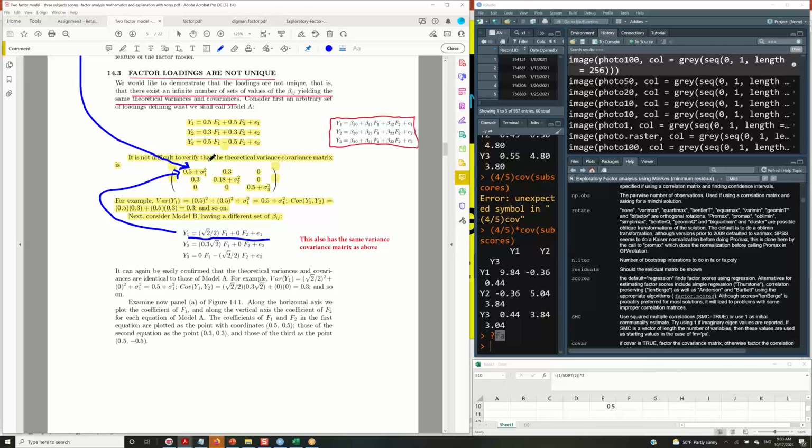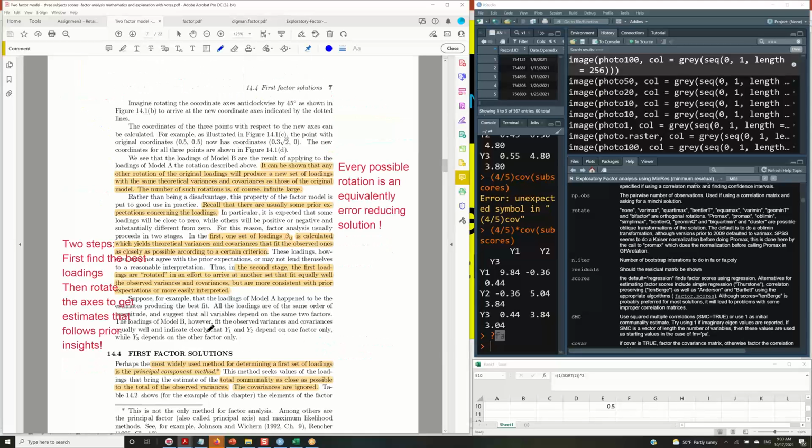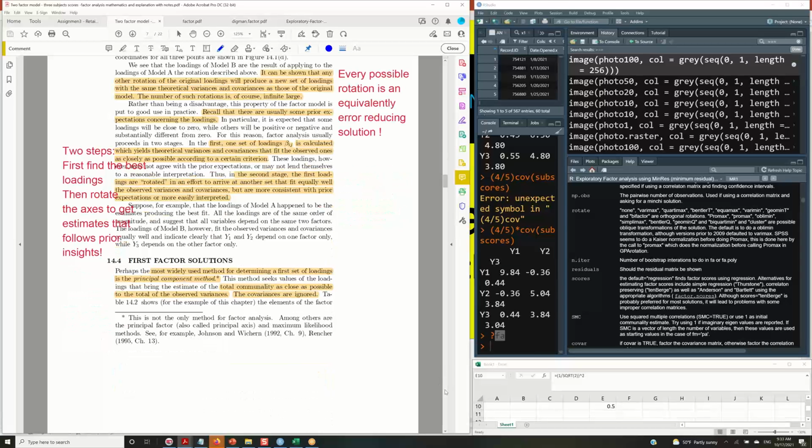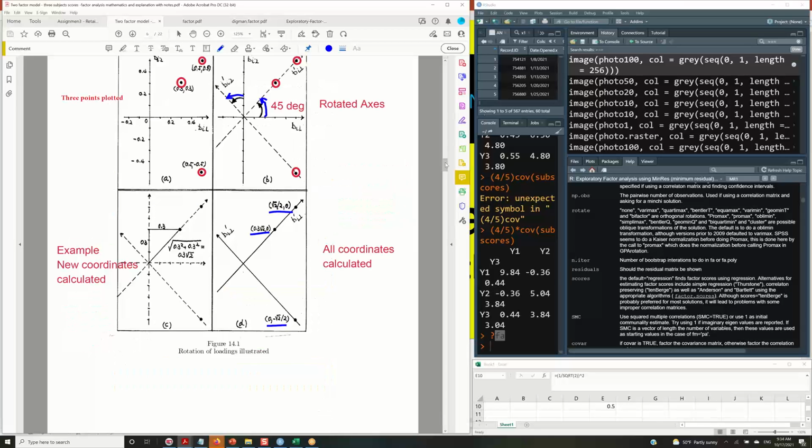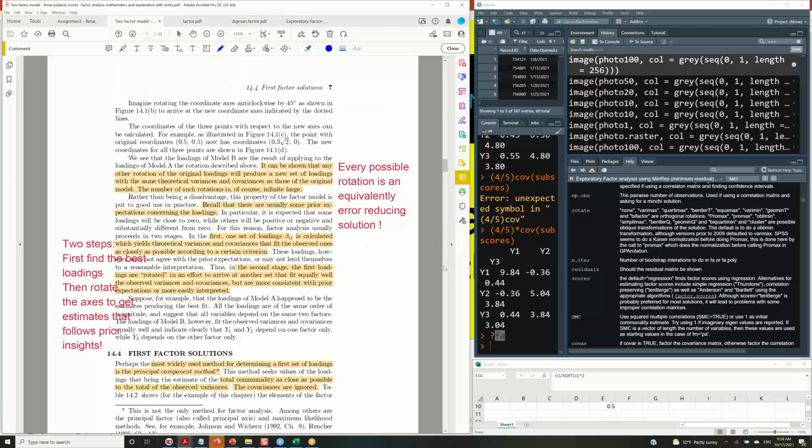Related interpretations. So I'm relating to principal components now. There is a principal component hidden here also. Okay, so that's what we want to do. Our method is to do the first principal component. That's what this says: the most widely used method for determining the first set of loadings is the principal component method. Total communality as close as possible to the total of the observed variances. Okay, that is what we wanted, right? So the total of observed variances, we want that. That means the minimum number of factors are explaining maximum variance. Again, we are coming back to the same thing.